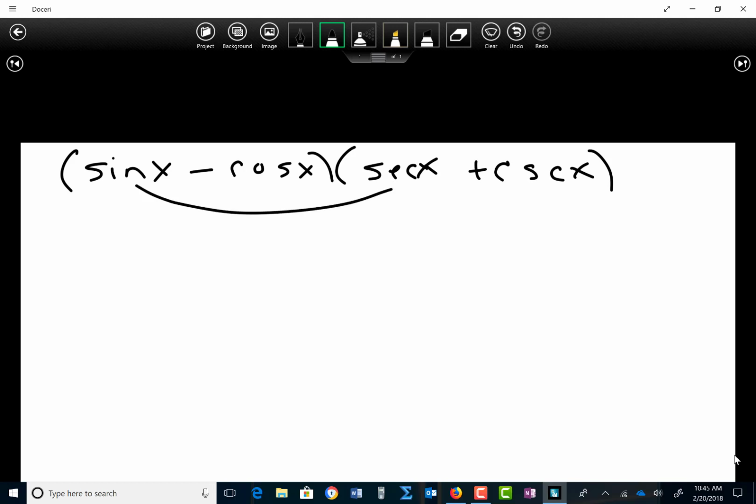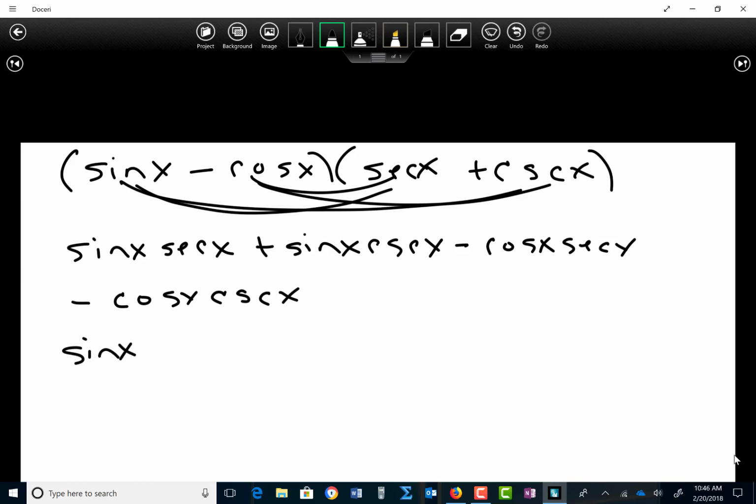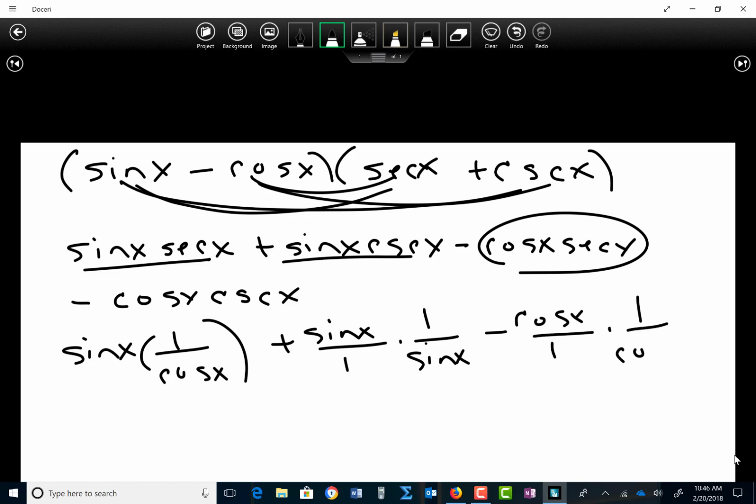So you're going to take sine times secant, so you have sine x times secant x, plus sine x times cosecant x. Then you have minus cosine times secant, and you have minus cosine times cosecant. And then you start making your substitution. So we have sine x times 1 over cosine x plus sine x times 1 over sine x minus cosine x times 1 over cosine x, and then minus cosine x times 1 over sine x.